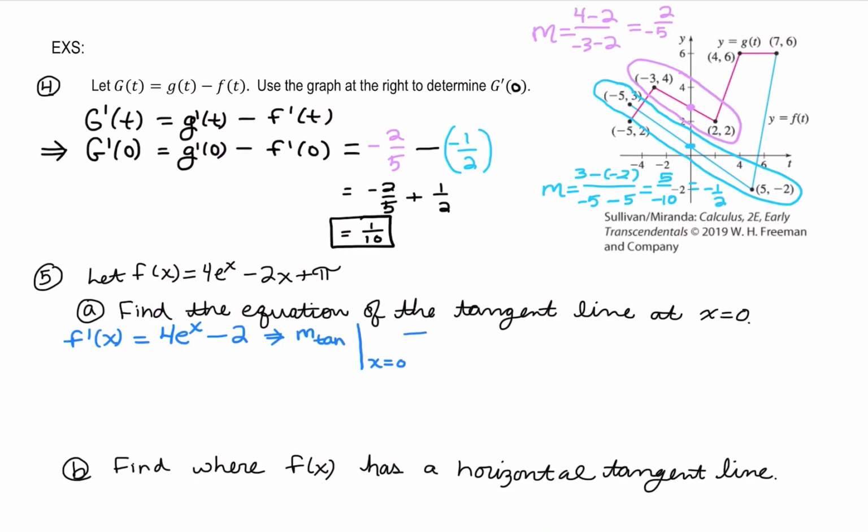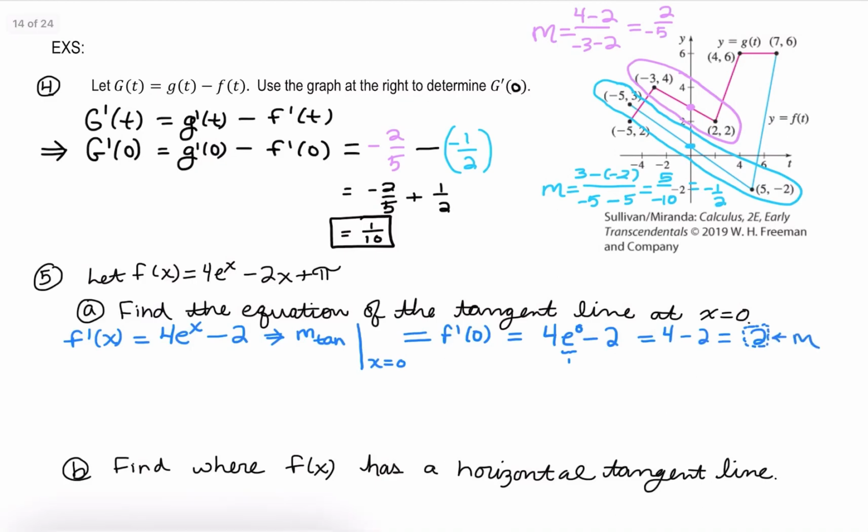So the slope of the tangent line at 0, which of course, if you would prefer, you could have just said f prime of 0. I'm just using different notations to get you used to them. Simply to find the actual slope at 0, we just have to sub 0 into our derivative. Of course, e to the 0 is just equal to 1, so we have 4 minus 2, or 2. Okay, so that is our slope.